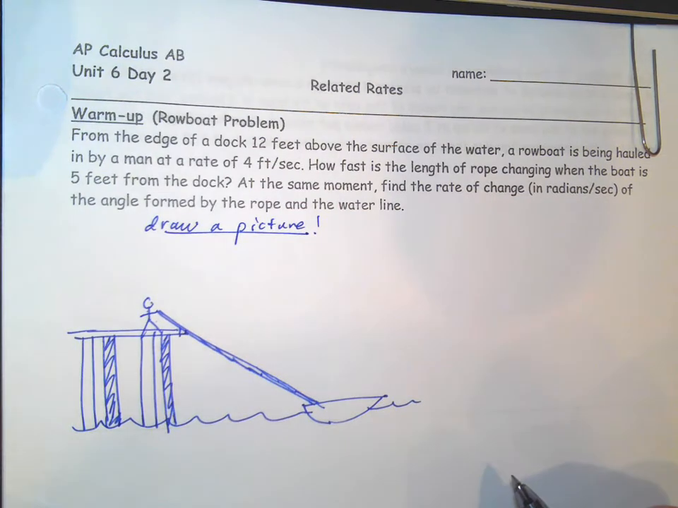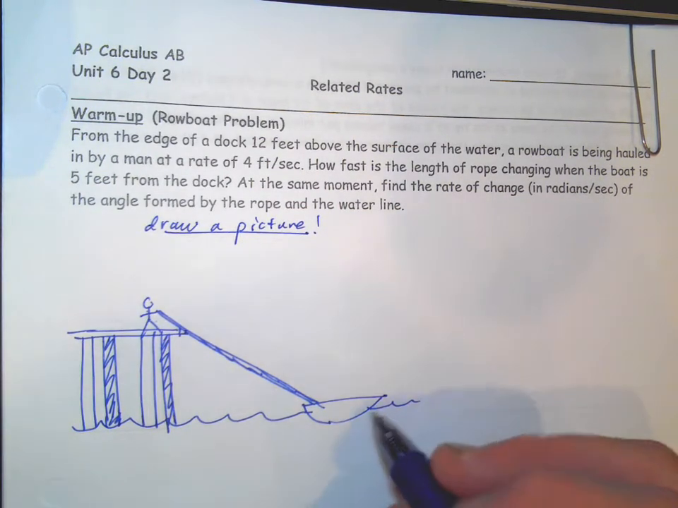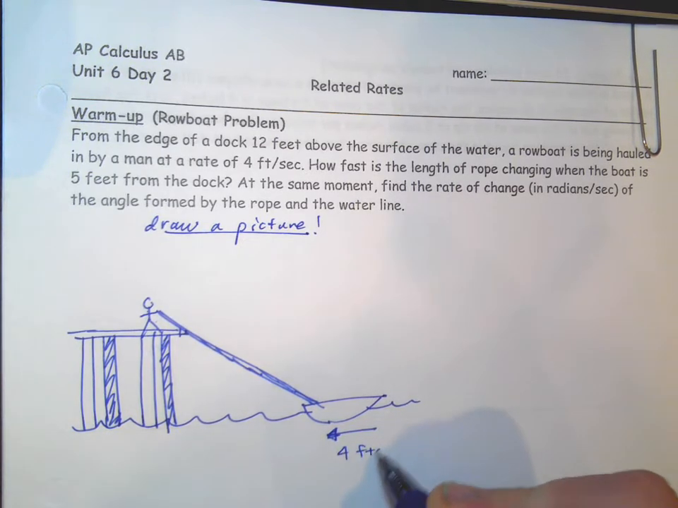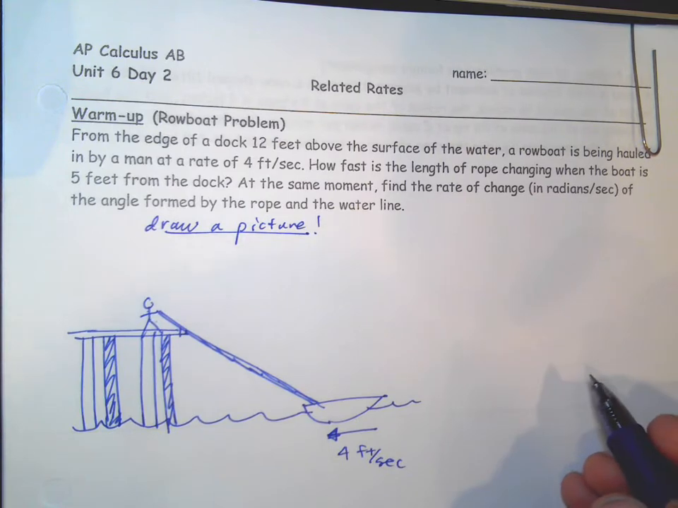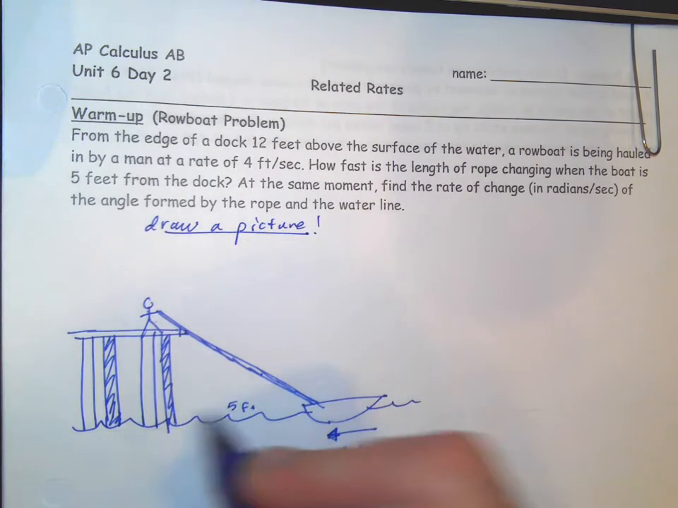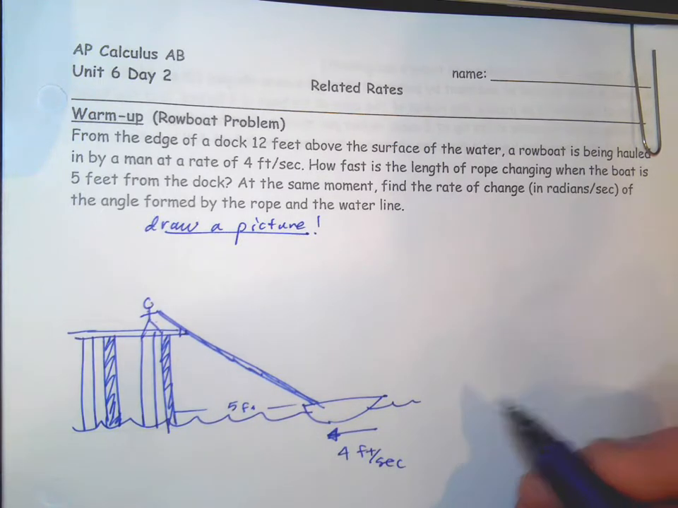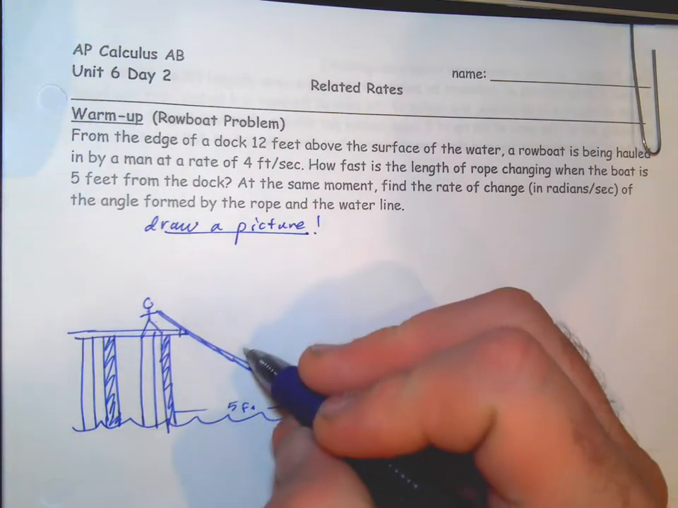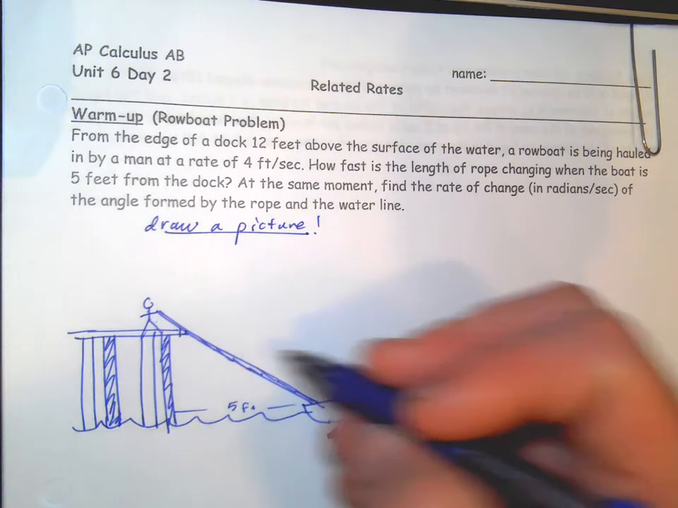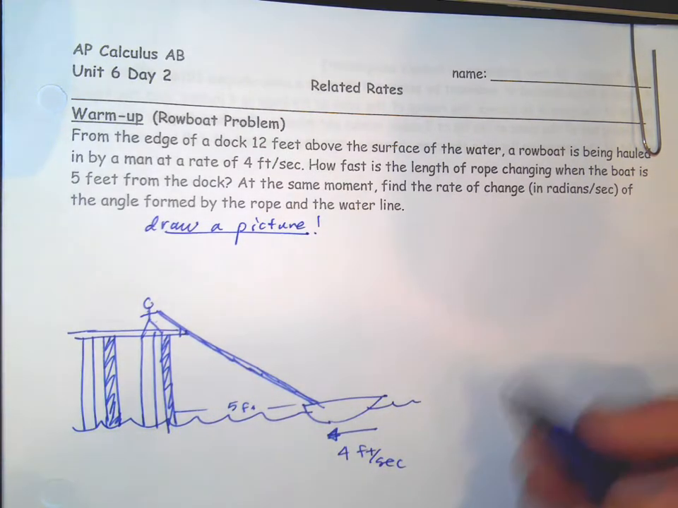Now it says the rowboat's being hauled in by a man at 4 feet per second. So the rowboat's coming in here at 4 feet per second. When the boat is 5 feet from the dock, but that's changing, how fast is the length of the rope changing? So at the same moment, find the rate of change of the radians of the angle formed. So we'll wait to do that one.